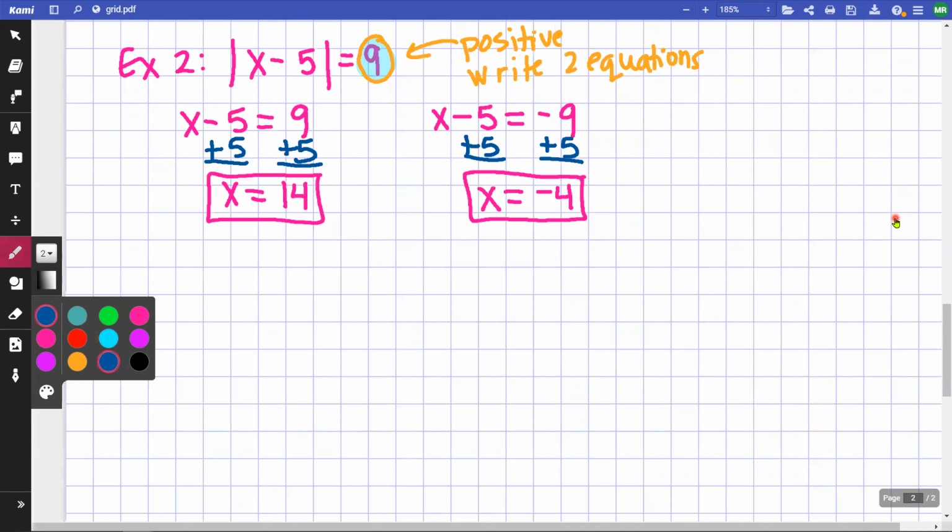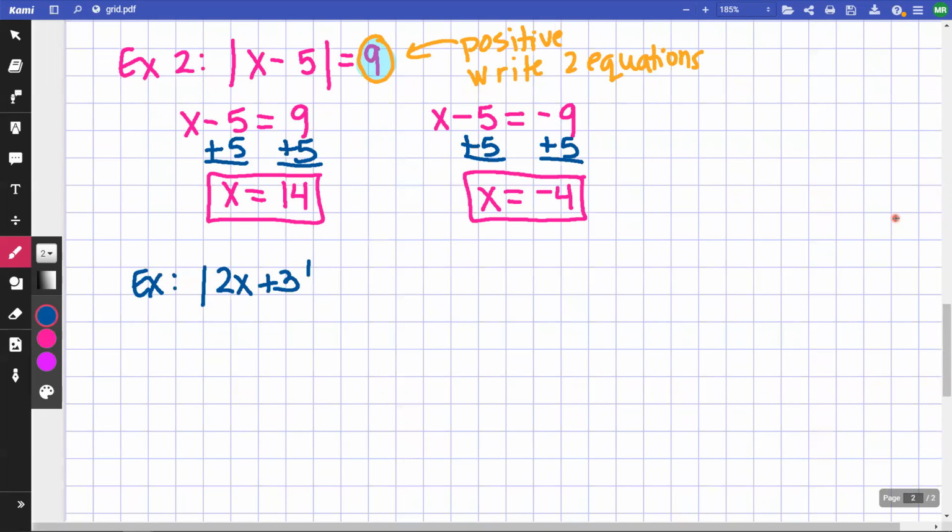Okay, next example. Let's say, for example, we have the absolute value of 2x plus 3 is equal to 15. So again, our absolute value is isolated. I want to look on the other side to see what sign that is. I see that this is a positive. So that means, again, I'm going to write two equations.